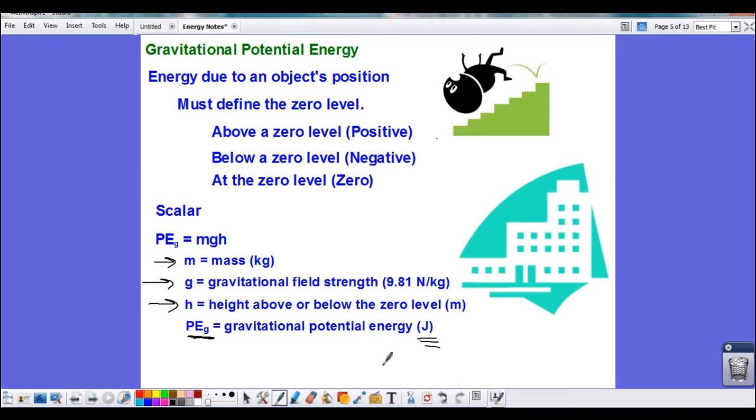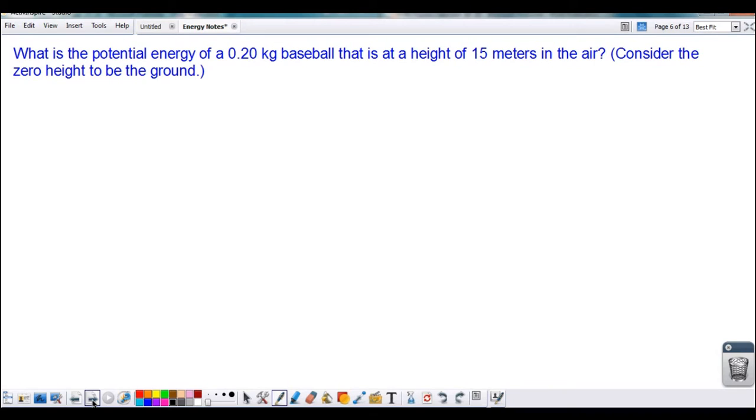Okay, let's go ahead and try a problem. The problem says, what is the potential energy of a 0.2 kilogram baseball that is at a height of 15 meters in the air? Consider the zero height to be the ground. So, draw our picture. This is the height of 0. This is the ball, and it is 15 meters in the air. So the height is 15 meters up.